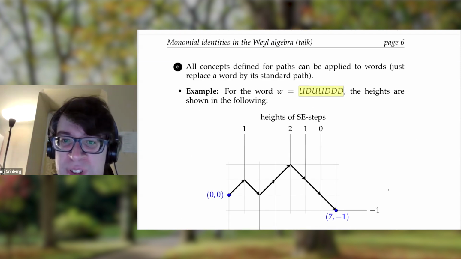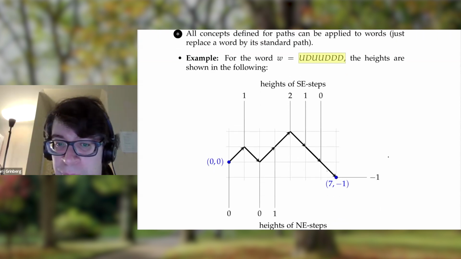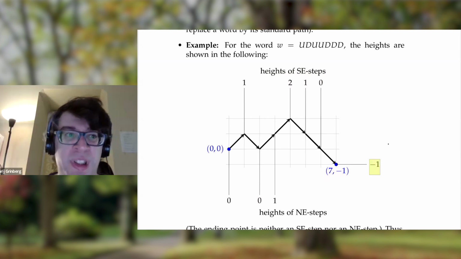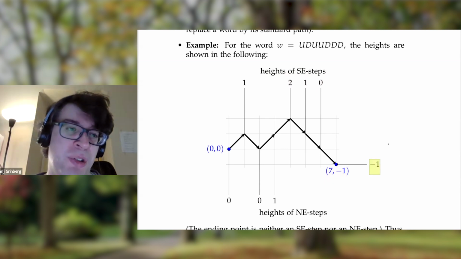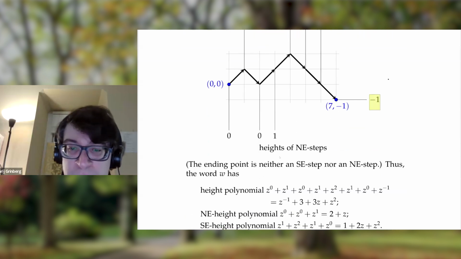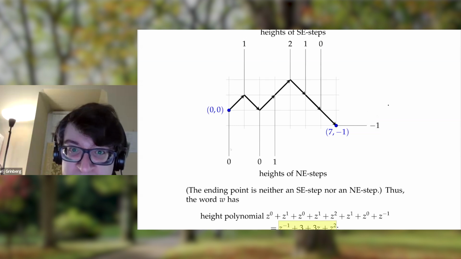So for example, for the word UUDDD, so this is the word with this path, the heights are seen in this picture. These are the northeast steps, these are the southeast steps. This is the last point, which is neither northeast nor southeast because it doesn't move. There is no way from it anywhere. And so the complete height polynomial encodes all the heights.